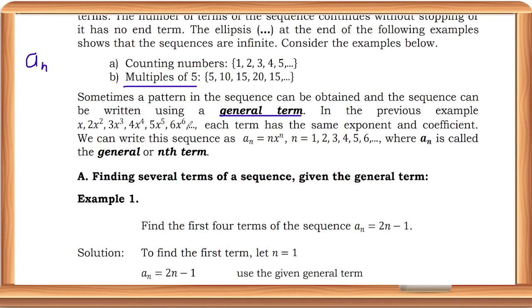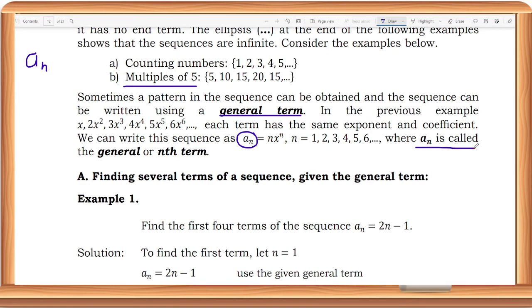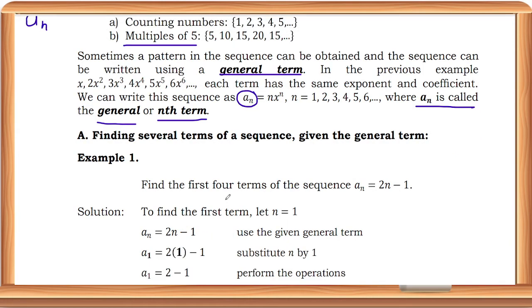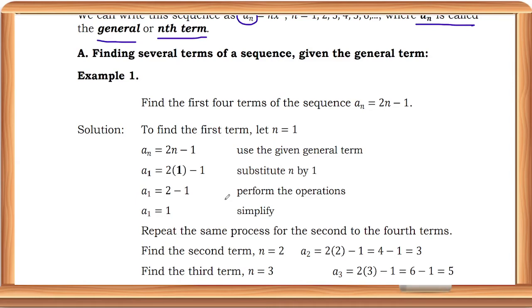Sabi dito, sometimes the patterns in the sequence can be obtained and the sequence can be written using a general term. No? So, yun nga yung sinasabi natin ito. Okay? Where A sub n is called the general or the nth term. Okay, let's have an example. And then later on, we're going to have some exercise here. I want you to master doing this. But, syempre, kailangan malaman ninyo yung mga examples muna kung paano na-acquire.